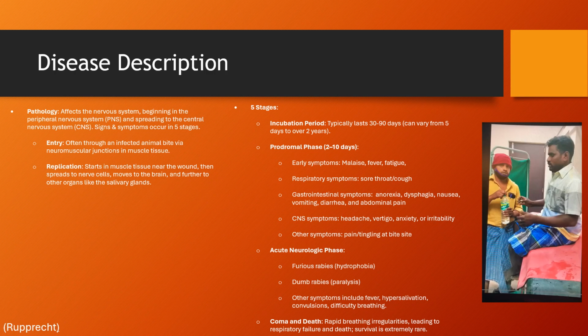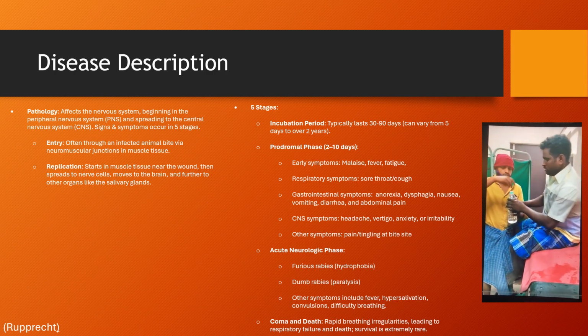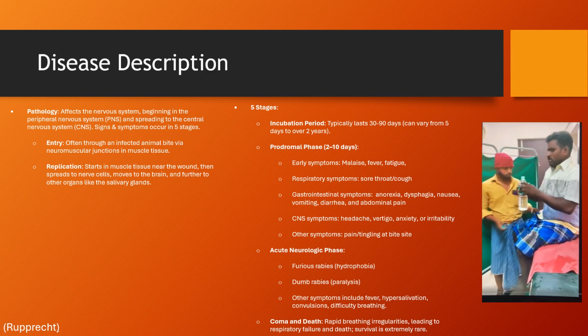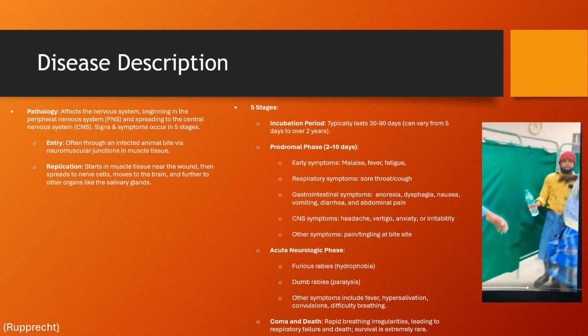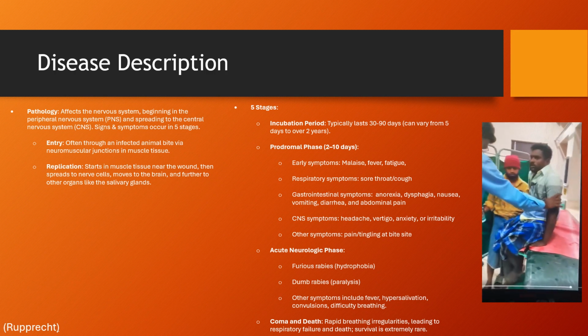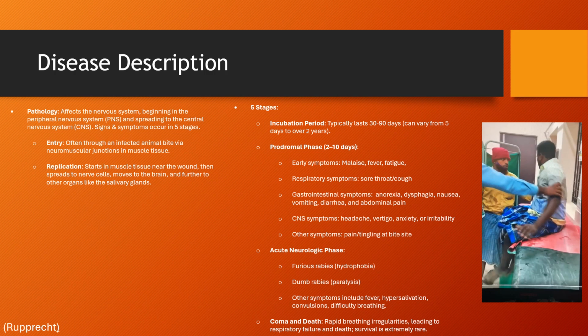The prodromal phase lasts 2 to 10 days. Early symptoms often include general malaise, fever, and fatigue. Other symptoms may resemble respiratory issues like sore throat or cough, gastrointestinal issues like anorexia, dysphagia, nausea, vomiting, diarrhea, and abdominal pain, or central nervous system issues like headache, vertigo, anxiety, or irritability. Pain or tingling at the bite site can also occur and, when combined with a history of an animal bite, should prompt suspicion of rabies.